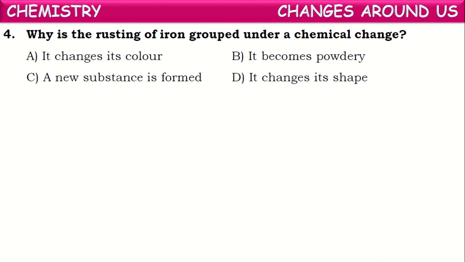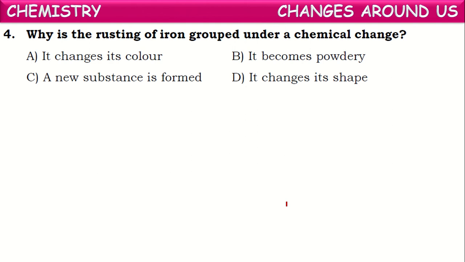Next, why is the rusting of iron grouped under a chemical change? Just now we told rusting of iron will come under chemical change. What is the reason for this? What is actually rusting? In the rusting process, iron combines with oxygen in the presence of moisture. So they form iron oxide. This is the process of rusting.